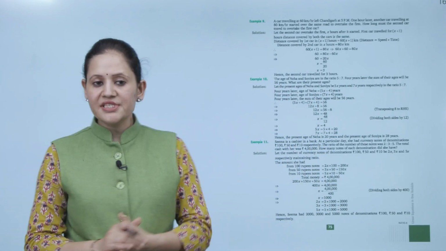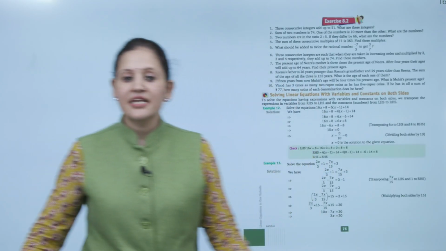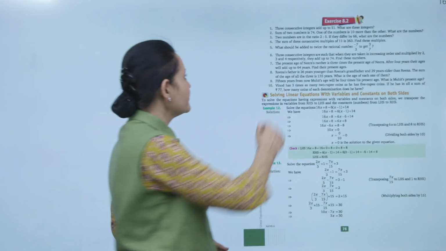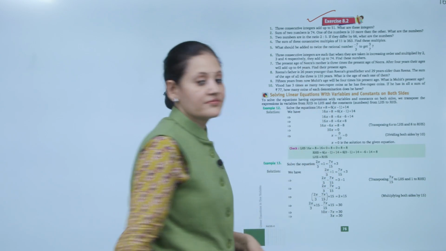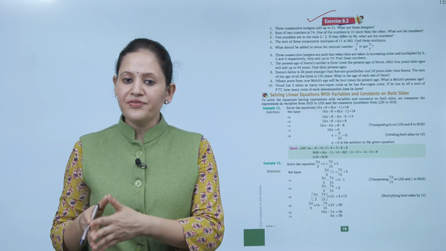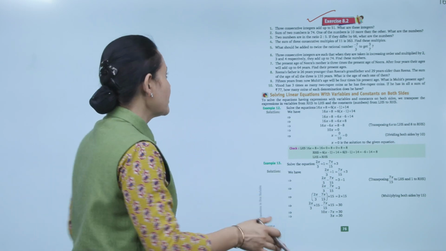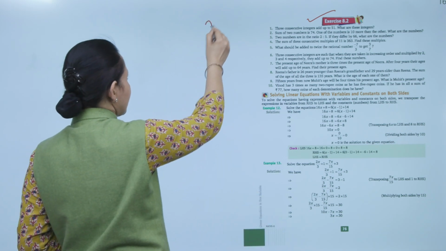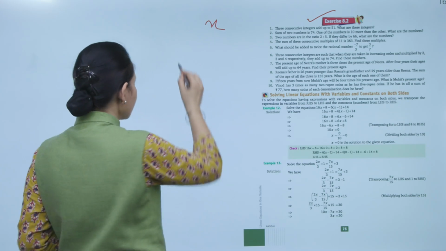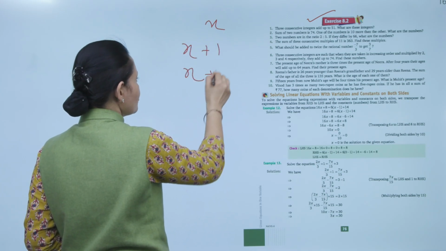Some more examples are given here. You have to practice all the examples. Next is exercise 8.2. 3 consecutive integers add up to 51. What are these integers? Suppose the first integer is x. So second integer क्या हो जाएगा? x plus 1 and third is x plus 2.